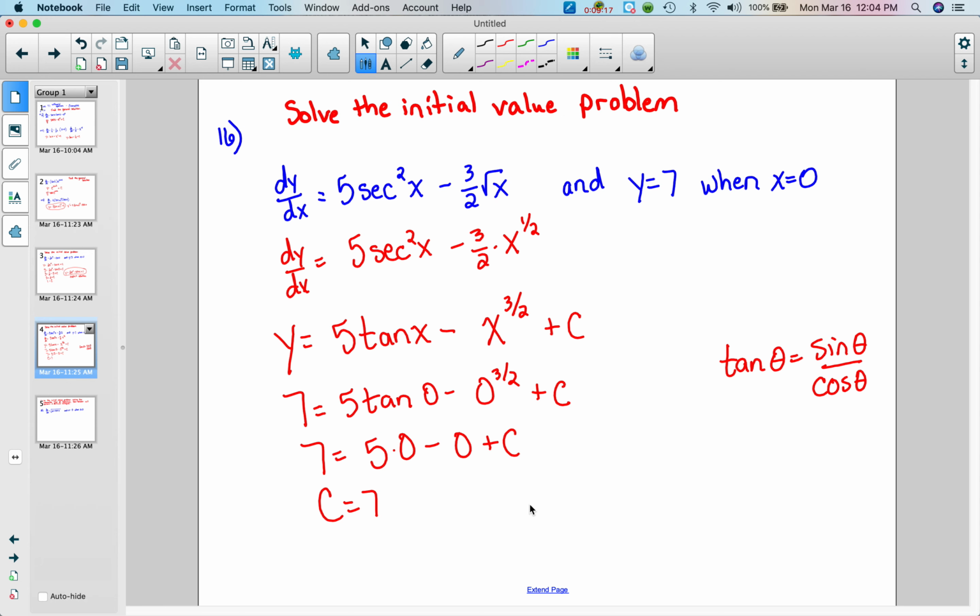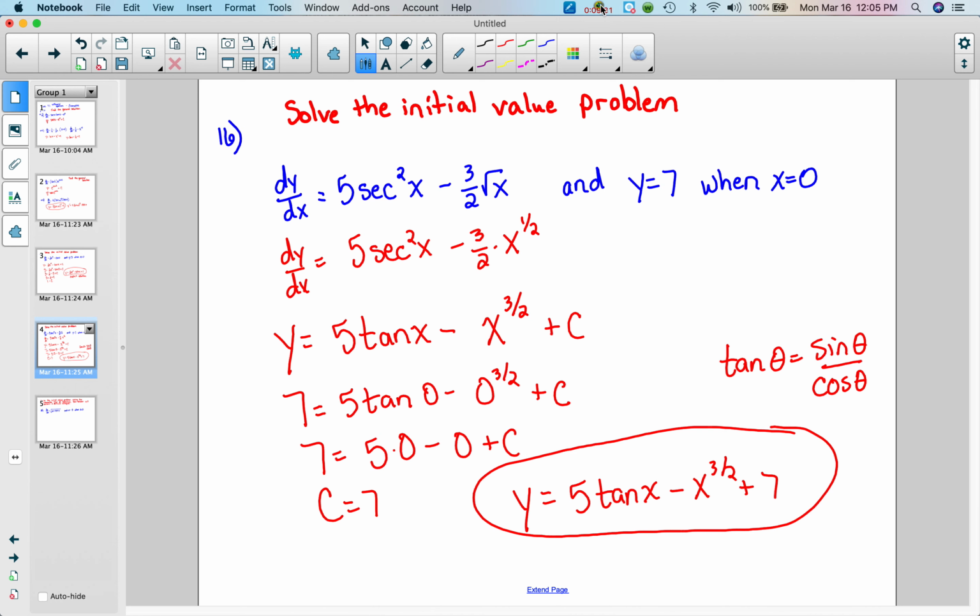So now I go back to my explicit solution. So we have 5 tangent x minus x to the 3/2 plus 7. And that is my solution. Okay, actually, we do have a condition that we have to think about, and it kind of ties into what I had mentioned here, because this is not continuous everywhere. So we do have to think about our discontinuities, and we have to put a stipulation or a domain values.